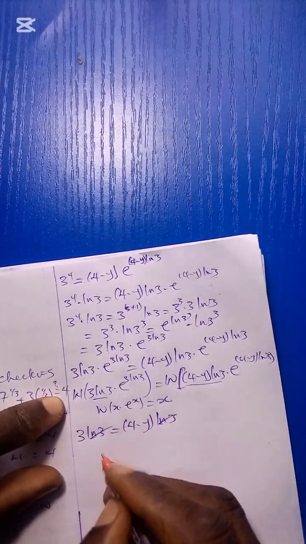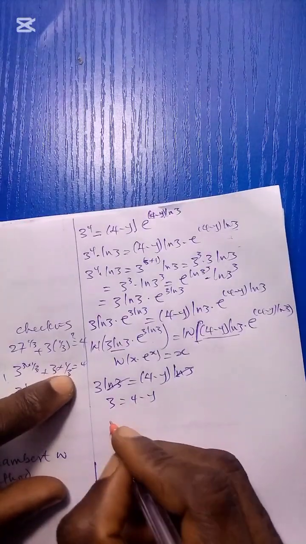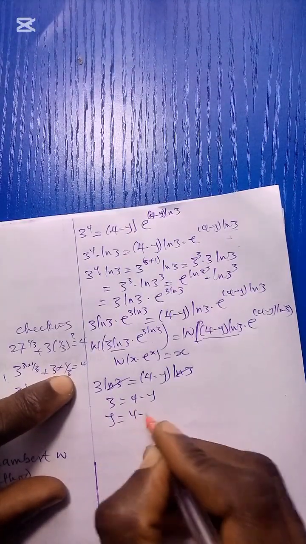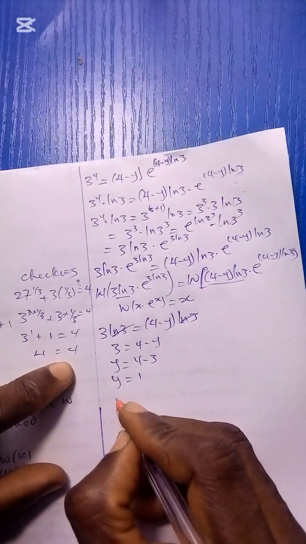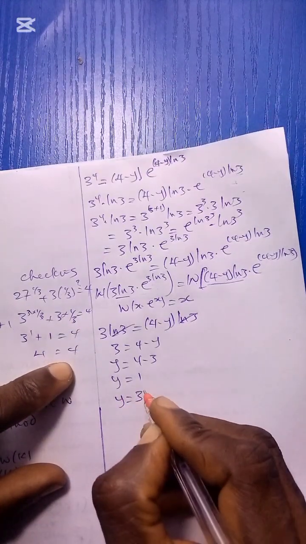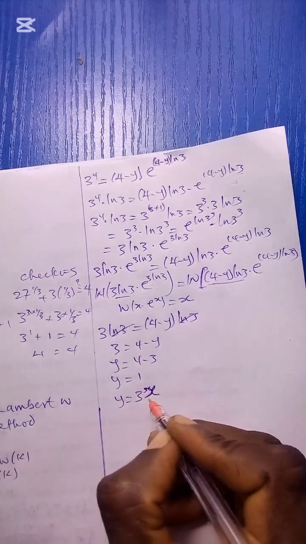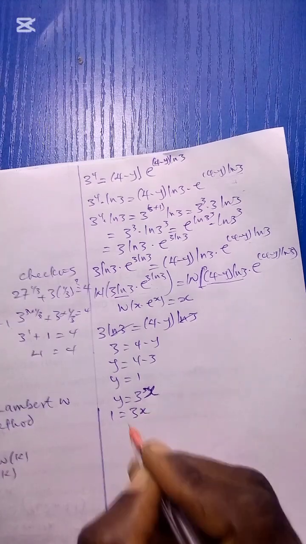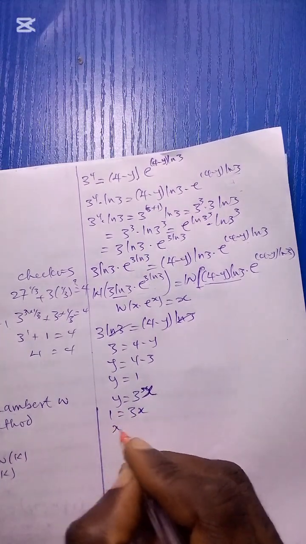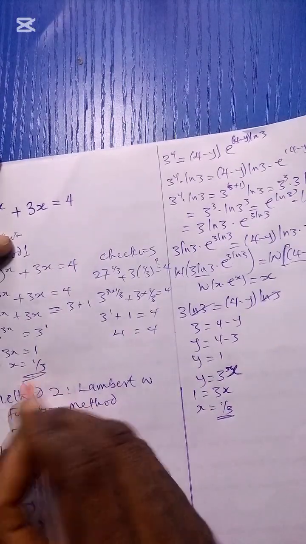This and this will cancel out. So 3 is equal to 4 minus y, and so y is equal to 4 minus 3. Therefore y is equal to 1. Let's recall that y is equal to 3 to power x, not 3 times x please. So 1 is equal to 3 to power x because y is equal to 1, and x equals 1 over 3, just as we have it in the first case.